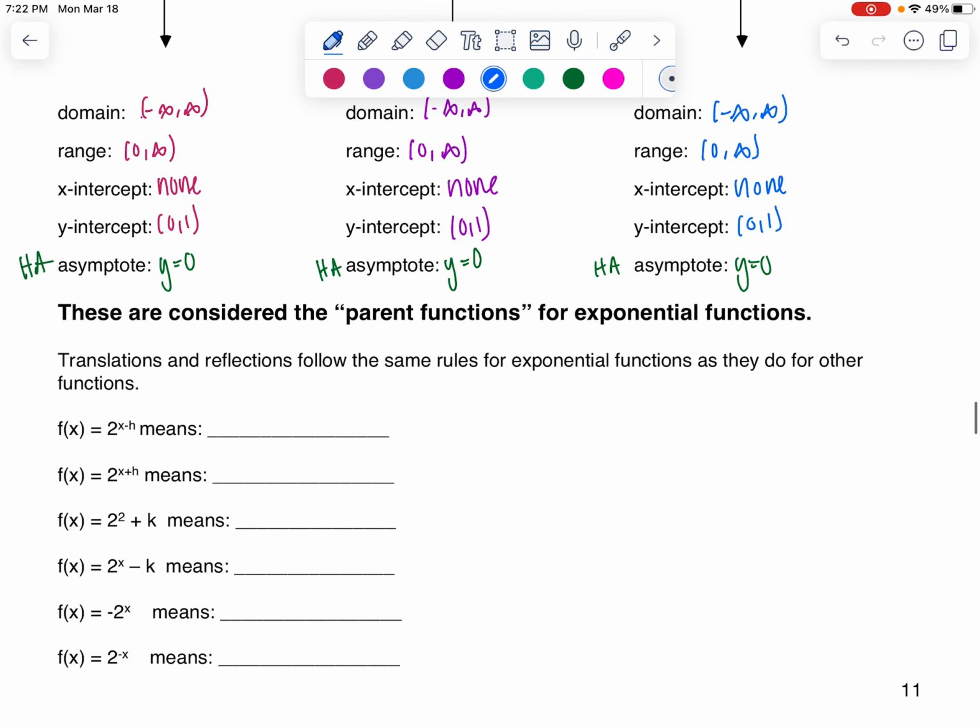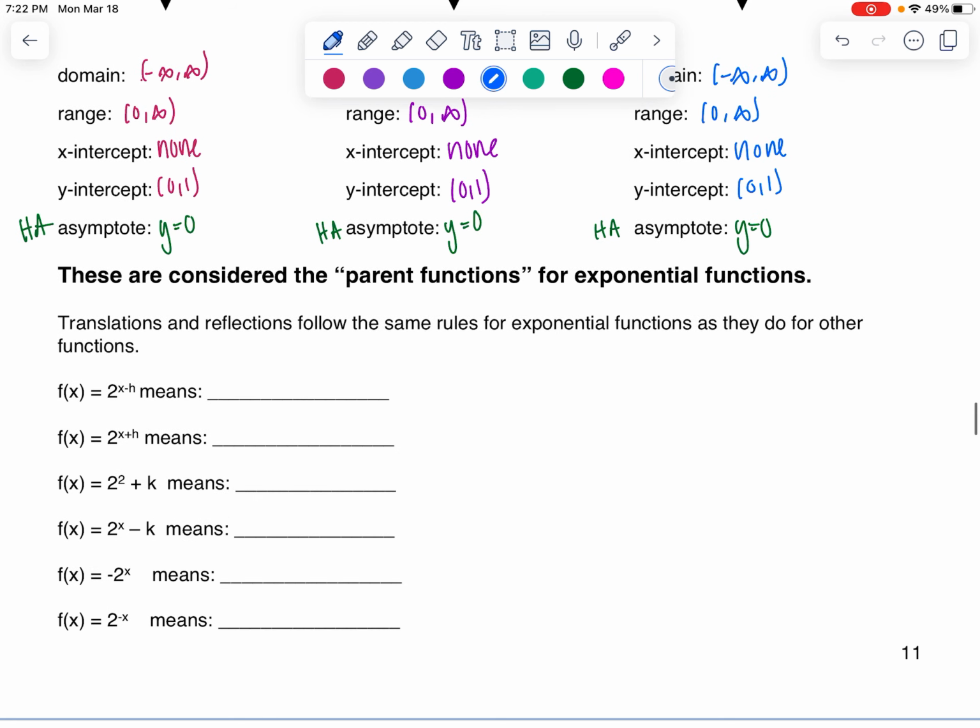So like I said, these are considered the parent functions for our exponential functions. And so this is when we're going to dive into some translations and reflections. These are basically the same exact rules, the same thing for exponential as they have been for other functions last chapter, or when we were dealing with graphing of our sine and cosine. It's the same exact thing.